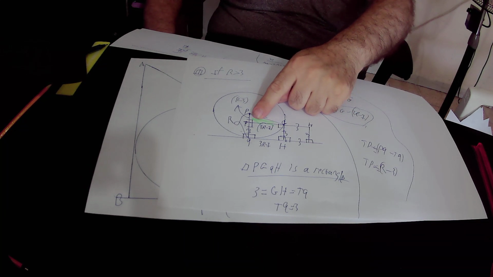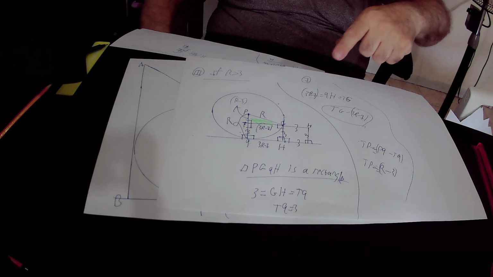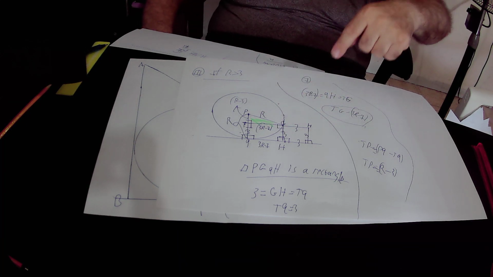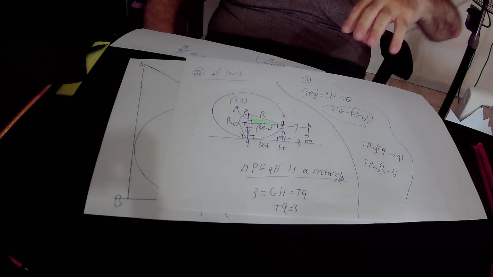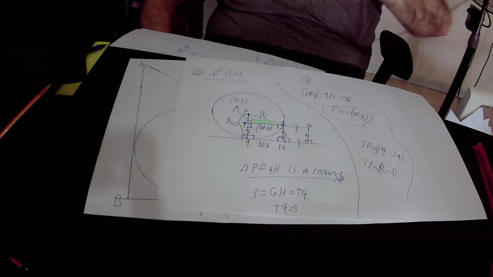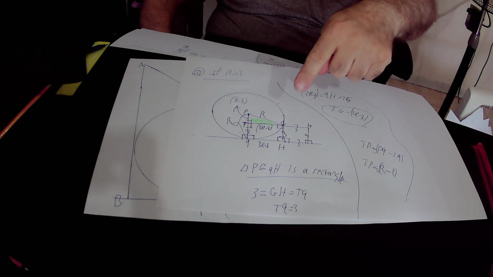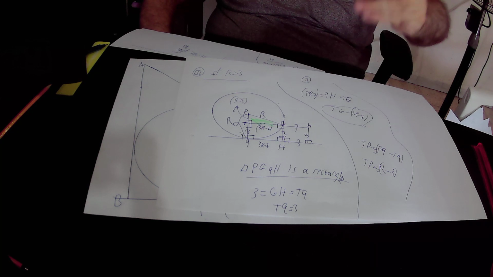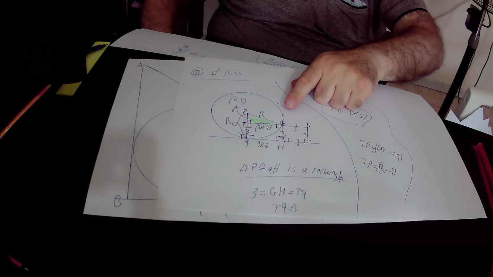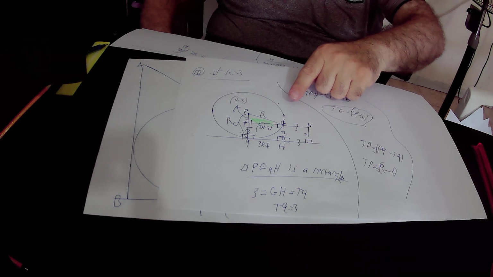Therefore, this angle equals 90 degrees, and this angle also equals 90 degrees. Therefore, in quadrangle GTPQ, we have 1, 2, 3 right angles. Therefore, the fourth angle must also be equal to 90 degrees. Therefore, quadrangle TGQH has 4 right angles, so it is a rectangle. And we know that the opposite sides of a rectangle are equal to each other. That is to say, TQ equals GH.